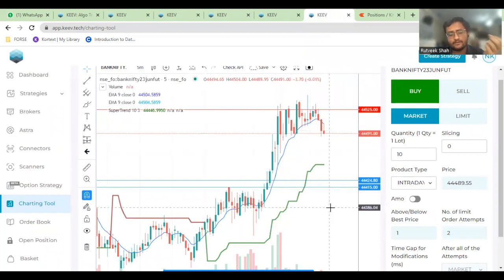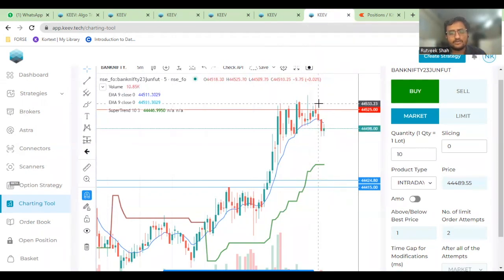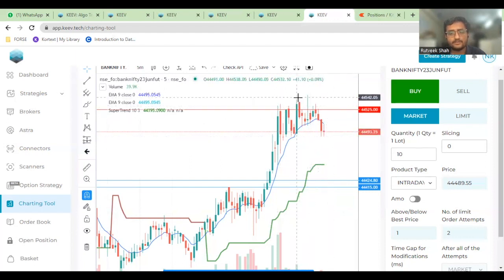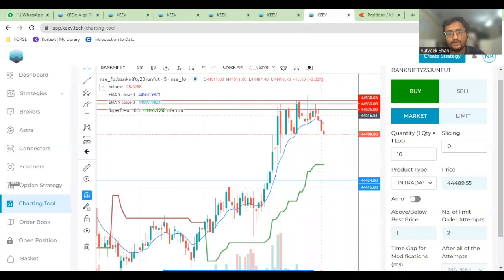We'll earn the maximum profit of around 2,700 till the market is in this range that we had selected, 44,500 and 44,200. Now we can see from this screen that a clearer horizontal resistance has been formed. So we'll mark it here at 44,520 approx.